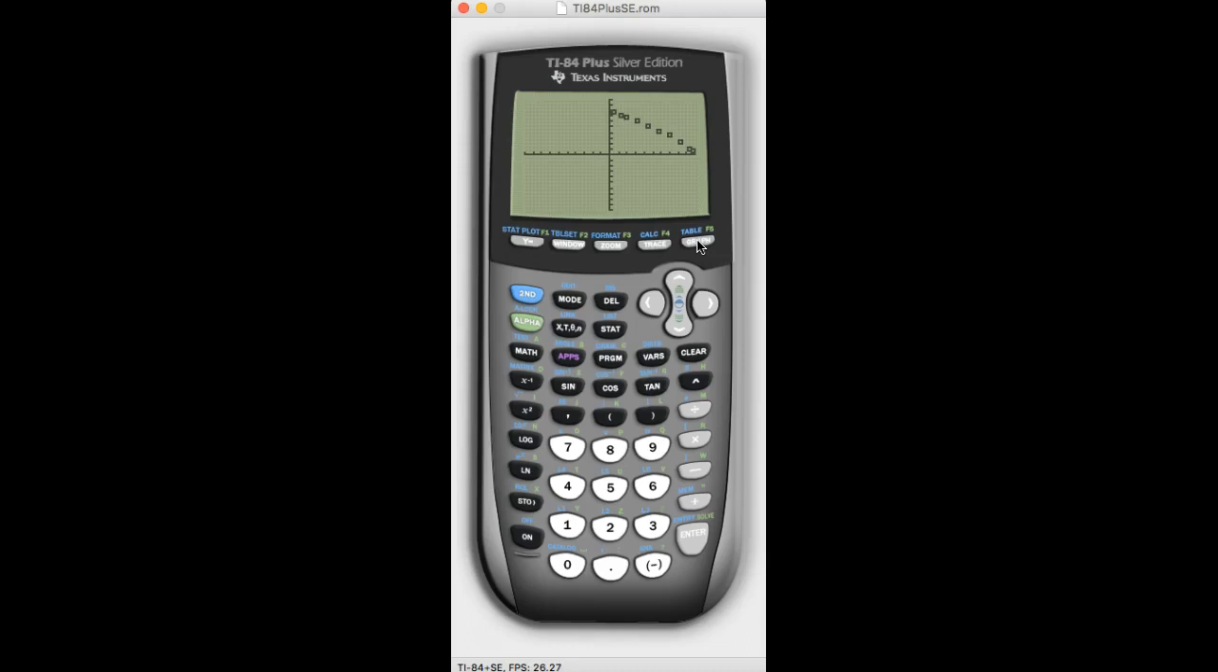Mine looks different. It goes down in like a vertical line. Then you must have entered the data points incorrectly. Now to clear, you can just literally type right over them. Type right over.